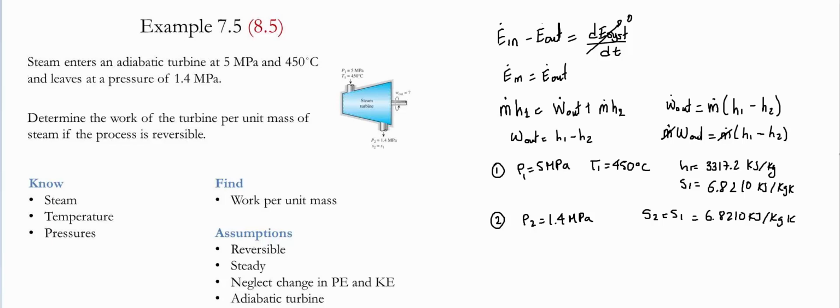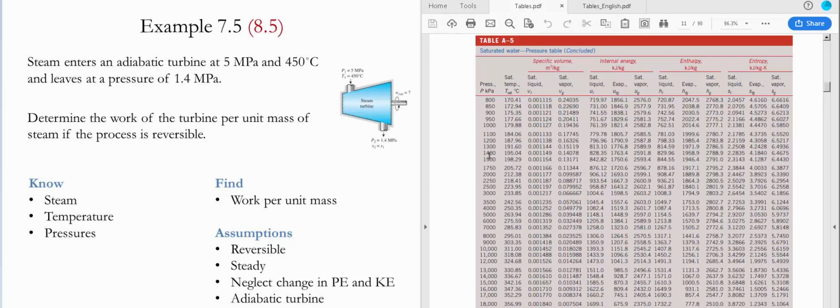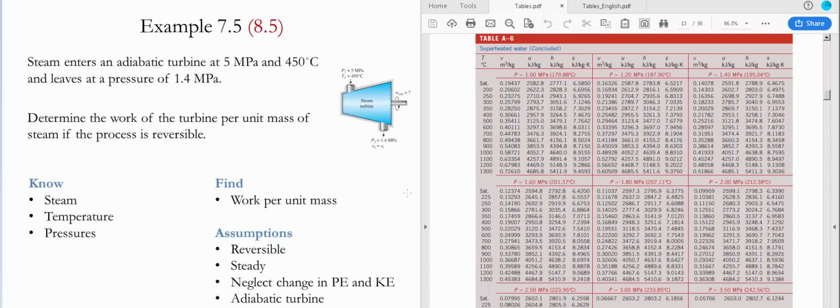So we go to table A5, and we have a pressure of 1400 kilopascals, and we look at the value that we have for entropy. Our current value for entropy is 6.8210, which is larger than the saturated vapor, indicating that the fluid is still a superheated vapor. Since it is a superheated vapor, we go to table A6 for a pressure of 1.4 megapascals. We see that the value of entropy that we have, which is 6.8210, lies between these two values, which correspond to a temperature between 250 and 300 Celsius.